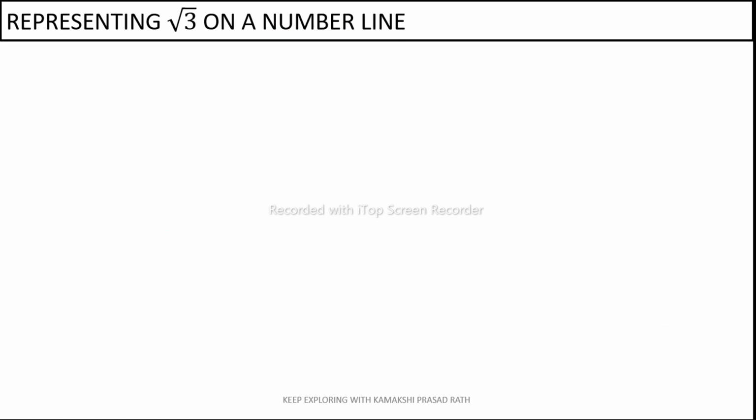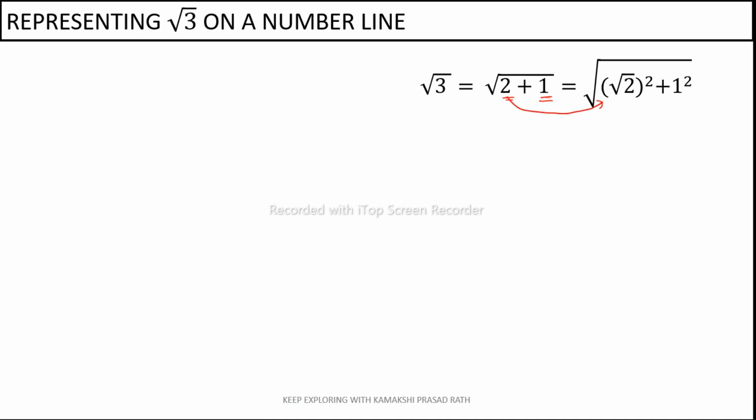Next, root 3. Now we see that for any construction we are taking square numbers, but here it is not possible because if we add any two square numbers, we are never going to get 3. So for that, what we are doing? One of them must be a square number. We know that 1 is a square number. So 1 plus 2 gives 3. Now 2 can be written as root 2 whole squared. So root 2 will be taken as the base and 1 will be taken as the perpendicular.